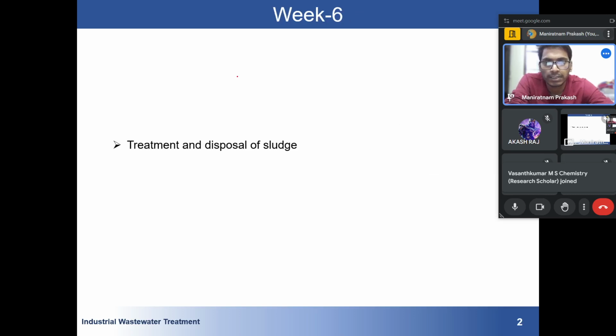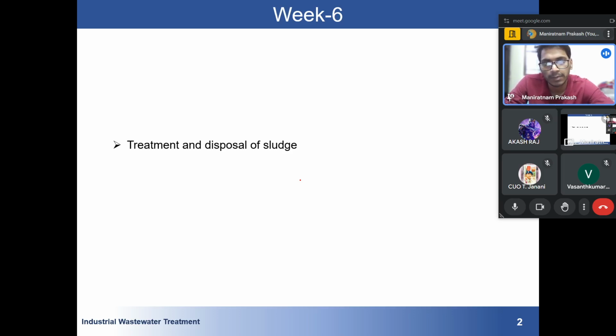So, week 6 is related to treatment and disposal of sludge. If you recall the previous session, we somehow treated our wastewater, and we saw that either solid particles, dissolved particles or suspended particles can be settled down or precipitated by adding some chemicals. In that manner we are producing a substance known as sludge, containing water and solid. We will look into the sludge definition.